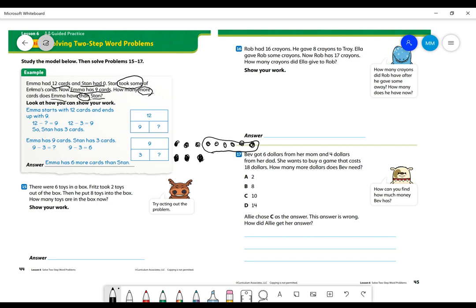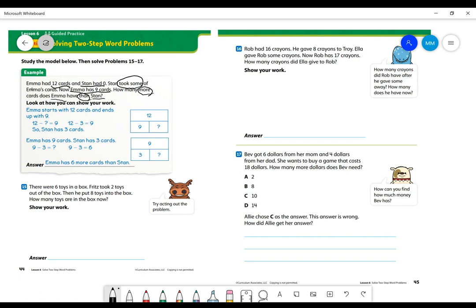So the second part of the problem was for us to compare how many more Emma had than Stan. Whew! That's why it's important to read those word problems more than once and to use visuals to help us solve the problems. All right, let's go on to number 15.